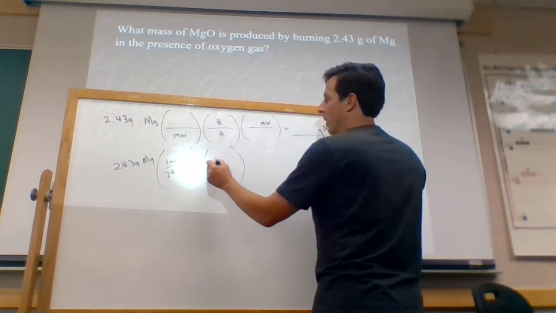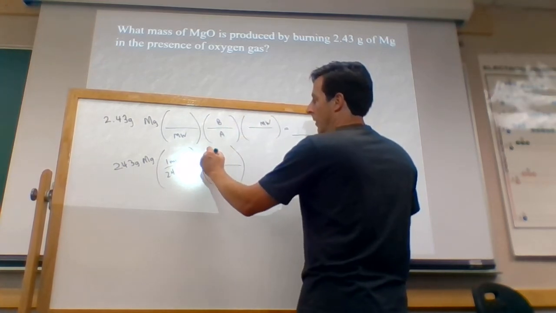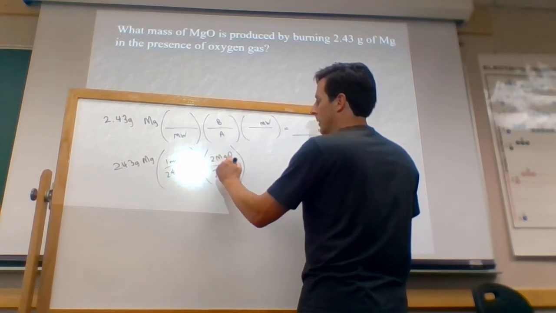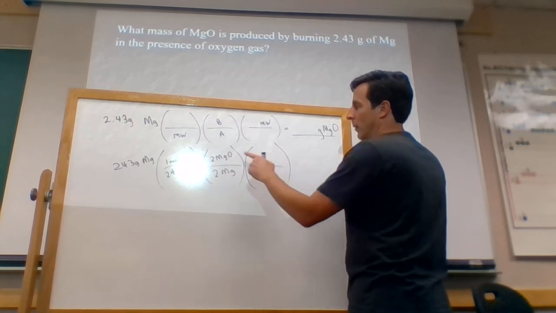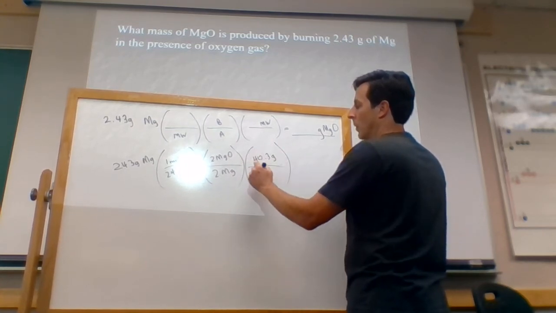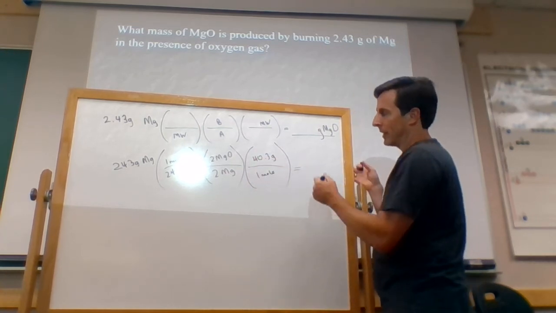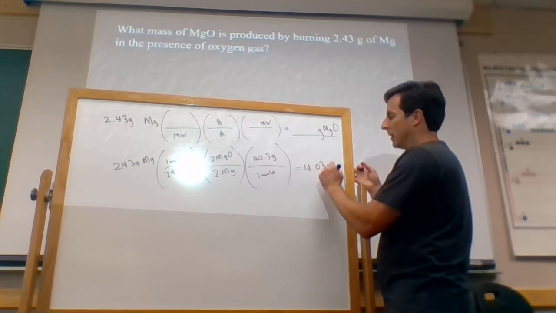Then the ratio and the balanced equation, we've seen this reaction before, is 2 MgOs in the product and 2 Mgs in the reactant side. And then finally, the molecular weight of MgO is 40.3 grams to 1 mole. So if you do all that, I think that should work out to be 4.03 grams of MgO.